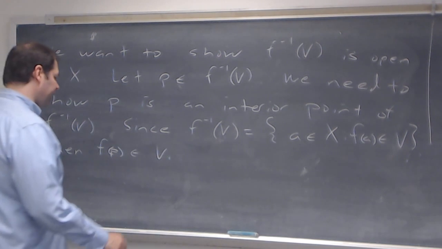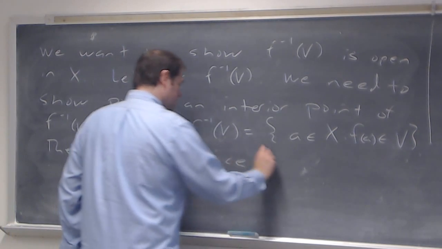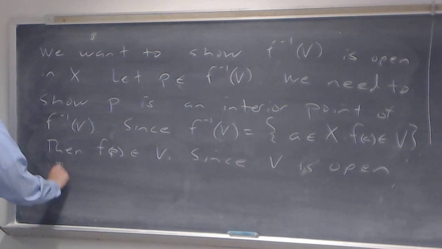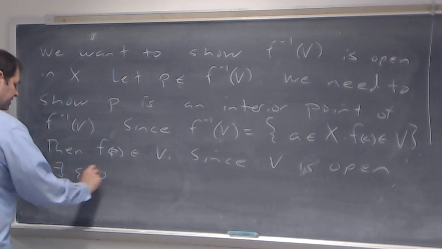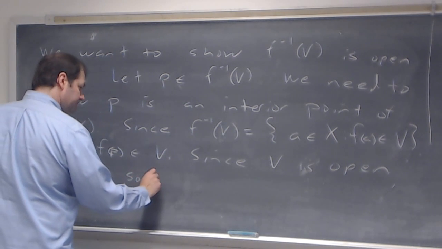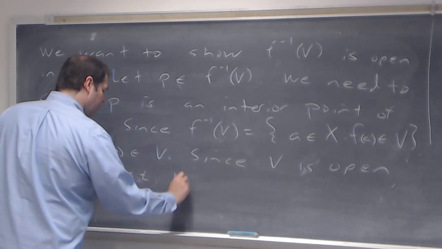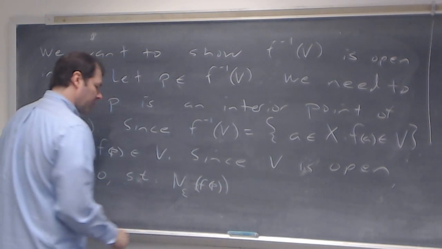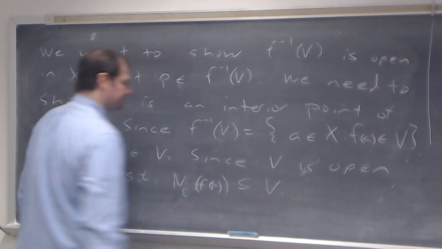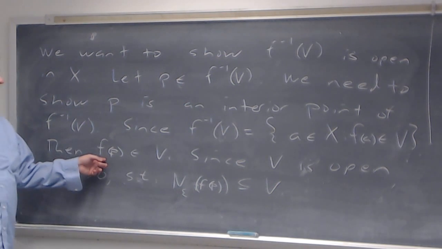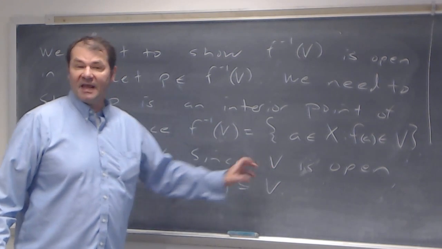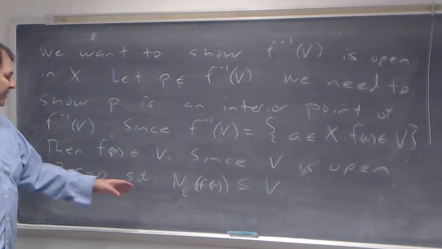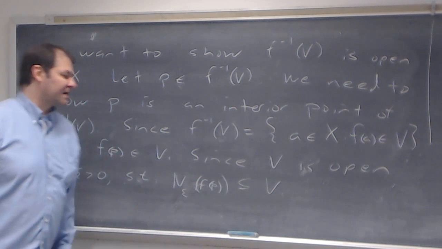And since F of p is an element of V, and V is open, then there exists an epsilon greater than 0, that's the radius of the neighborhood, such that the neighborhood centered at F of p, radius epsilon, is contained in V. What I'm saying is that F of p is in V. V is open, so everything in V is an interior point of V. And so if F of p is an interior point, there exists some neighborhood of F of p that's totally contained in V.